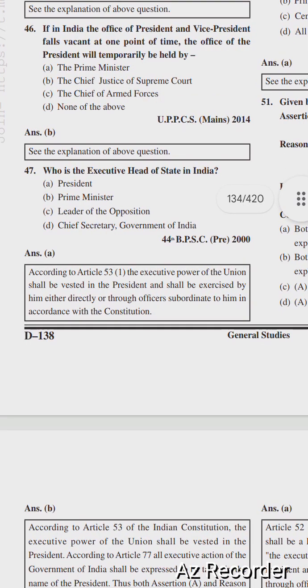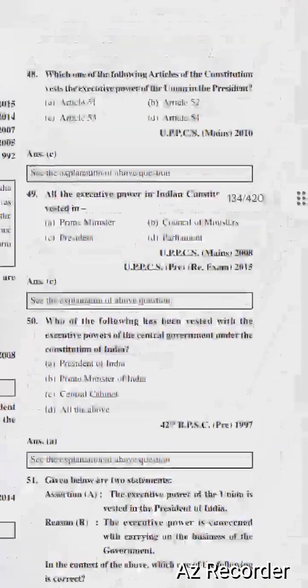So next question is, who is the executive head of the state in India? The President, Prime Minister, Leader of the Opposition, or Chief Secretary and Government of India. Right option is option number A, the President.